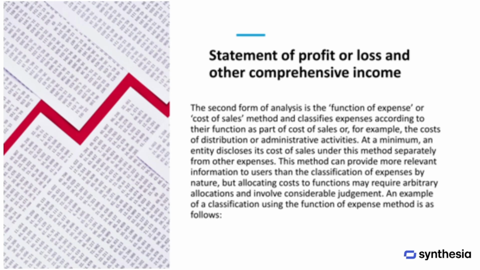The second form of analysis, the function of expense or cost of sales method, classifies expenses based on their function, such as cost of sales, distribution costs, or administrative expenses. This method provides more relevant information to users than the nature of expense method by grouping expenses according to the specific functions they serve within the entity. However, allocating costs to these functions may require arbitrary allocations and involve significant judgment. Under this method, at a minimum, an entity must disclose its cost of sales separately from other expenses.